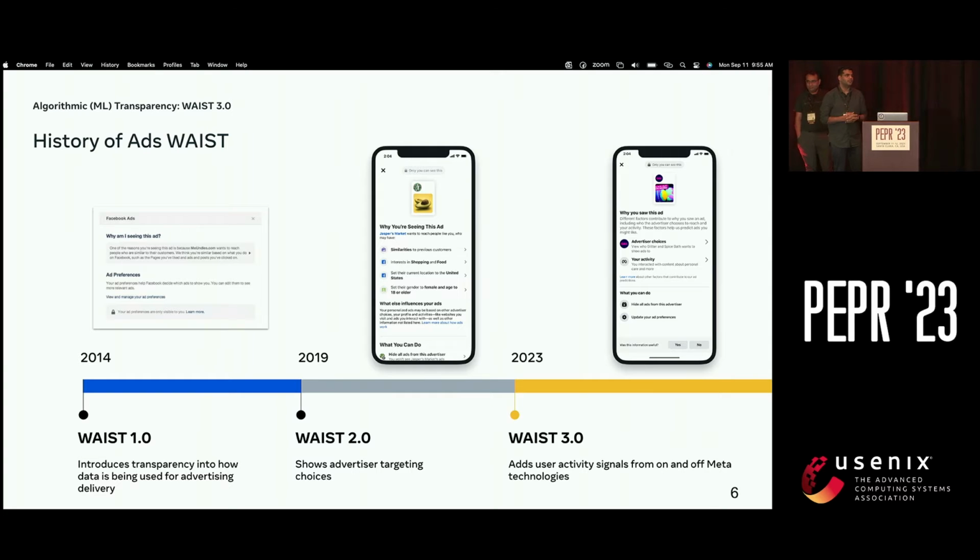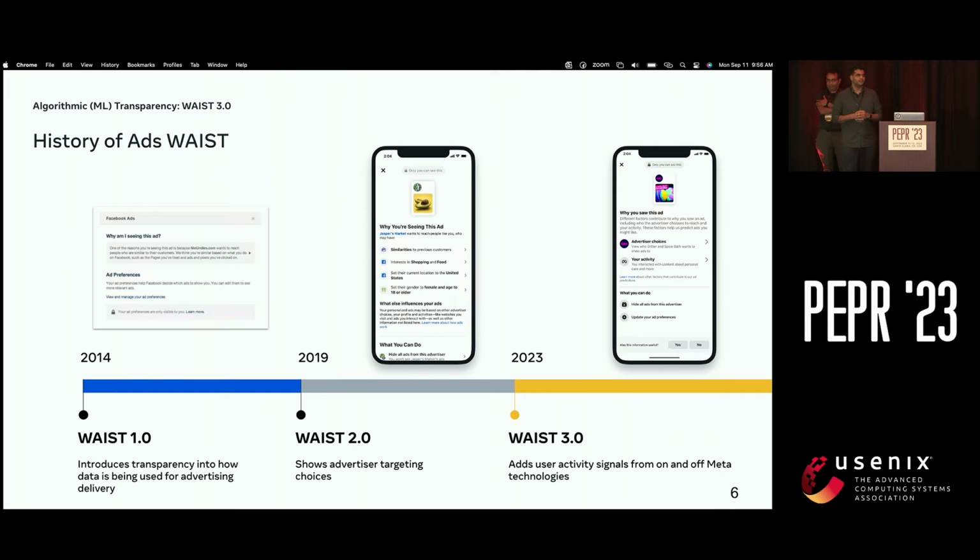Let's take a step back and talk about where we are coming from. Ads transparency from Meta is not new. The first version of the product was launched almost a decade back. The second version was launched a couple of years back, and that showed advertiser targeting choices. What that means is that these are the criteria that an advertiser is setting for a user to see this ad. This could be, okay, Anuj is based in Seattle, that's why I want to show him this ad, or Anuj is between age X and Y, and that's why Anuj should be shown this ad.